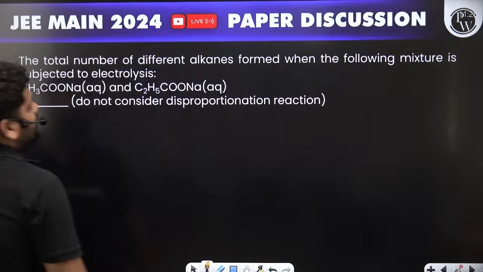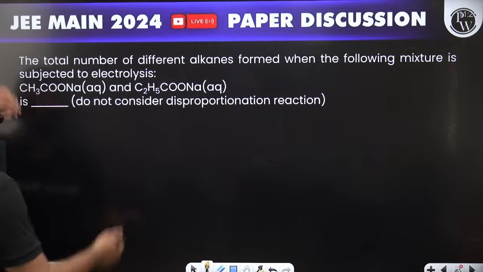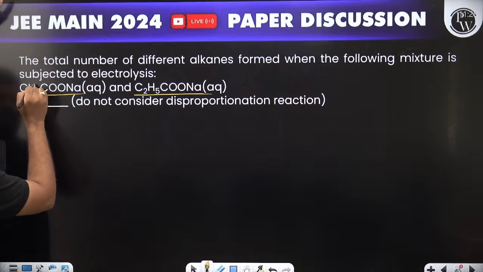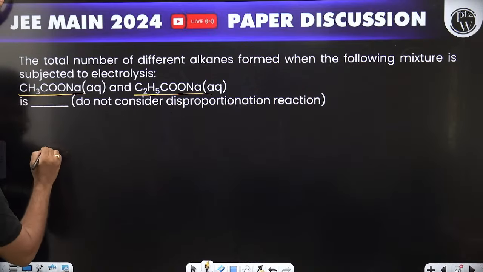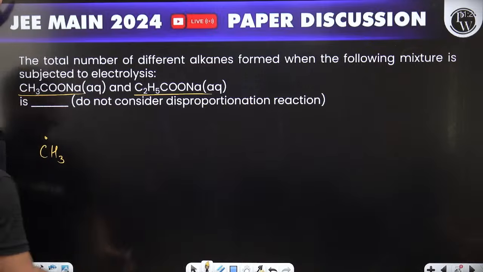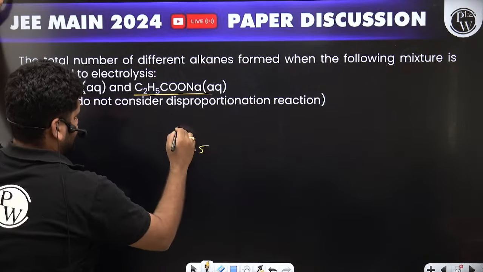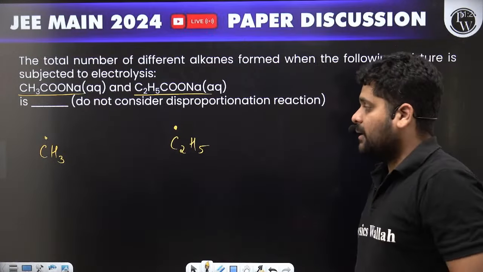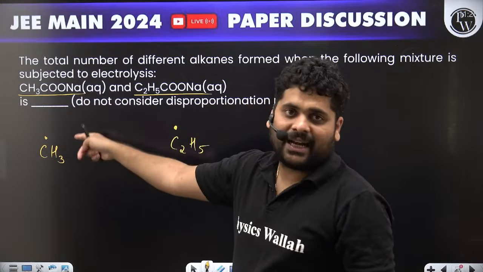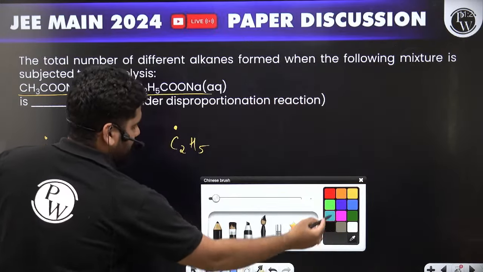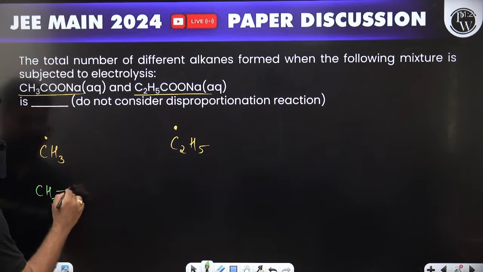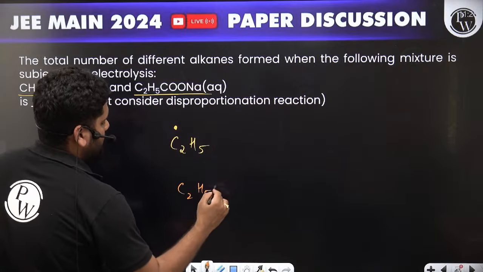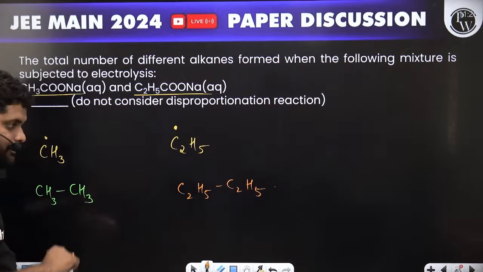Next question, the total number of different alkanes formed from this Kolbe electrolysis. When you take two different sodium salts of carboxylic acid, it proceeds through free radical mechanism, isn't it? So we are going to get a free radical of methyl in this case. Here you are going to get a free radical of ethyl in this case. Now, one methyl free radical combines with another methyl free radical to produce ethane. In a similar way, one ethyl free radical combines with another ethyl to produce this product, which is butane. Okay.